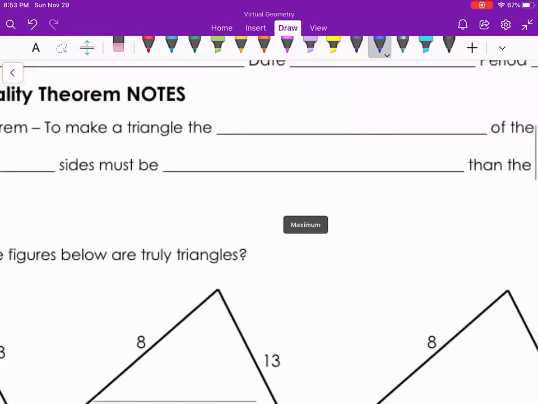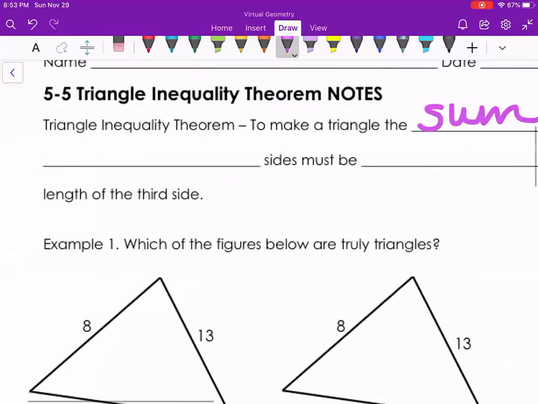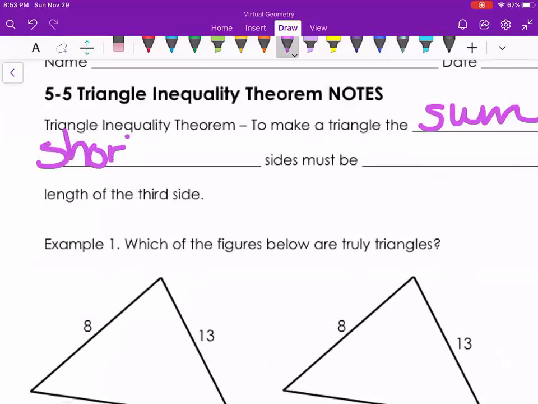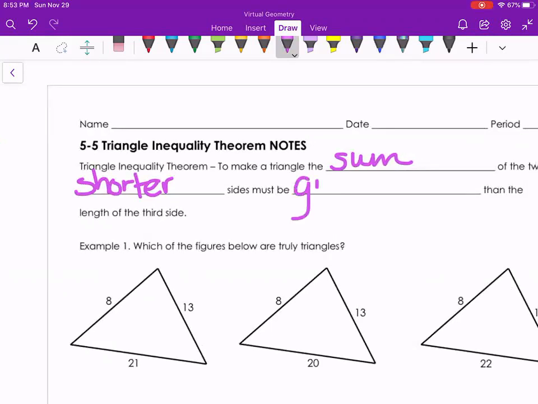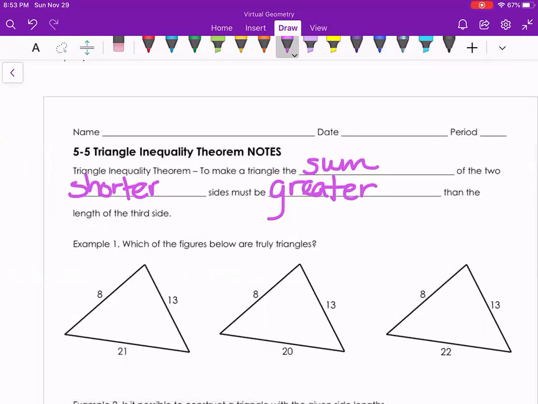All right, so the triangle inequality theorem is a theorem that basically describes how you can create a triangle, because not every group of three numbers is long enough to actually make that triangle. So in order to make a triangle, the theorem says that the sum of the two shorter sides must be greater than the length of the third side. So we have to find the two shorter sides, or the two smaller numbers, add them together, and it must be bigger than the leftover third side.